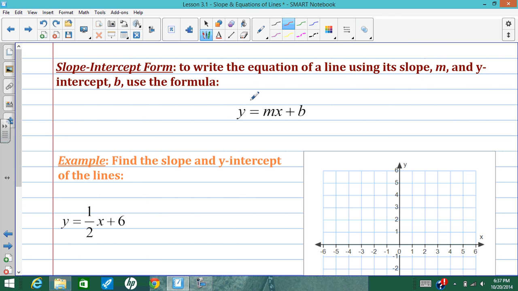Another thing that should be reviewed here is slope-intercept form. Remember that slope, we use the letter m. So if I have an equation of a line in slope-intercept form, I'm going to have m times x, so the slope times x, plus b. And b is the y-intercept. And the y-intercept is where the graph of our line crosses the y-axis.